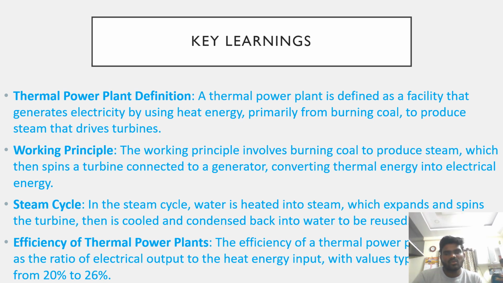Steam cycle. In the steam cycle, water is heated into steam, which expands and spins the turbine, then is cooled and condensed back into water to be reused. Efficiency of thermal power plants. The efficiency of thermal power plants is the ratio of electrical output to heat energy input, with a value typically from 20 to 26 percent.